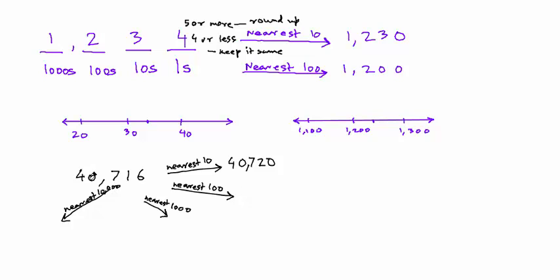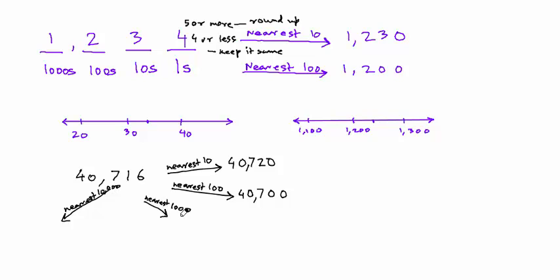To the nearest 100, we have a 7 in the hundreds place. Everything to the left of it stays the same. Make a choice. The digit after that is a 1, so you keep it the same. 7, 0, 0 for the 1 and 6. So this is 40,700 to the nearest 100.